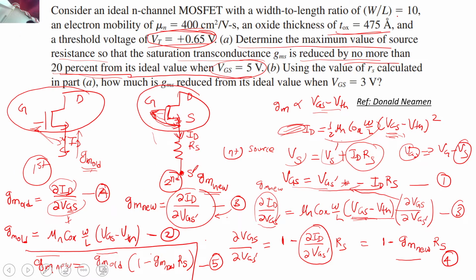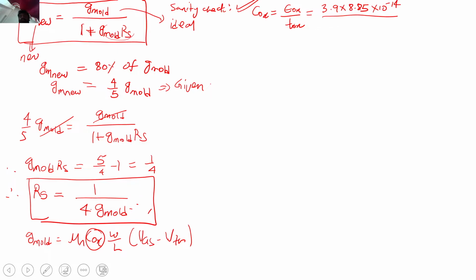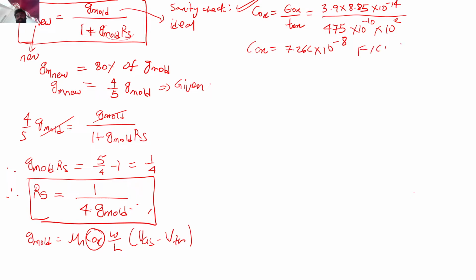So the thickness of oxide is given as 475 angstroms. So 475 into 10 to the power minus 10. This is coming in meters. Now I have to multiply it by 100 to convert it into centimeters. If you calculate this value, then the Cox value will come out to be 7.266 into 10 to the power minus 8, in farads per centimeter square.